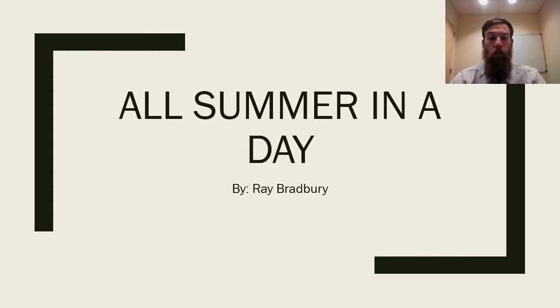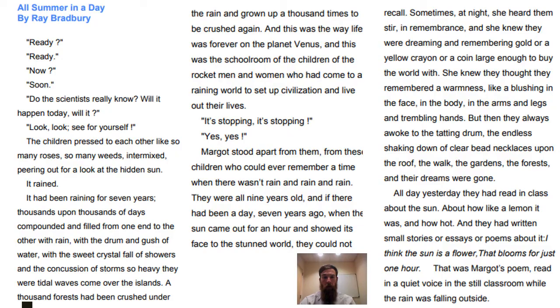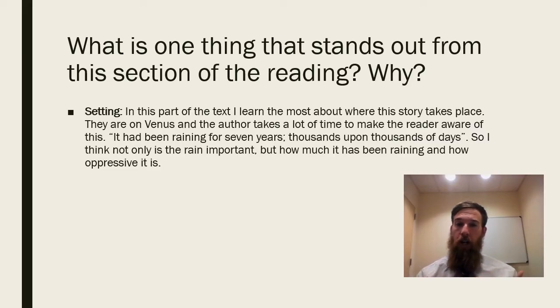So again, to keep in mind, we're looking at plot, conflict, setting, characters, author's craft, and theme. Those are some of the things that we're going to note when we read. For each section of the story, I won't reread the whole thing, but I'll leave it up for a second so you can see the section I'm commenting on, and then show you what I commented on.